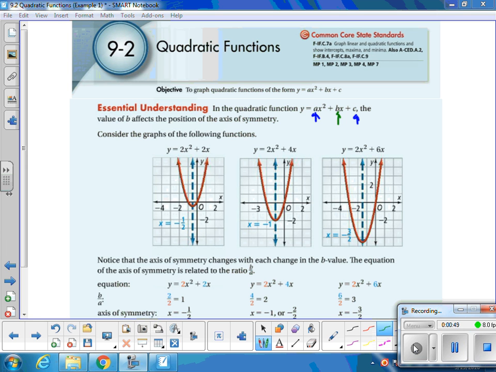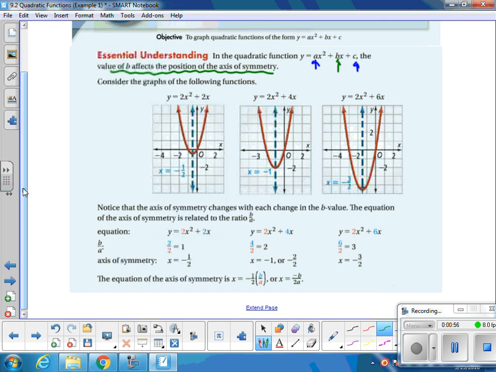And what it's going to do is it's going to affect the position of the axis of symmetry. So let's take a look at how it might do that, and this ends up playing out as a ratio. Okay, so when we look at these particular graphs here, there's their equation, and then there's the parabola. Now, if you notice, the axis of symmetry changes with each change in the b value, so let's keep an eye on that. The equation of the axis of symmetry is related to the ratio b over a. Now, the axis of symmetry is not b over a, but it is related to it. So let's take a look.